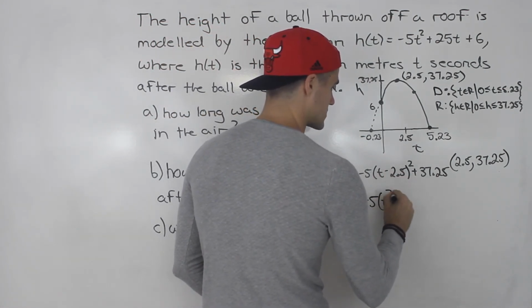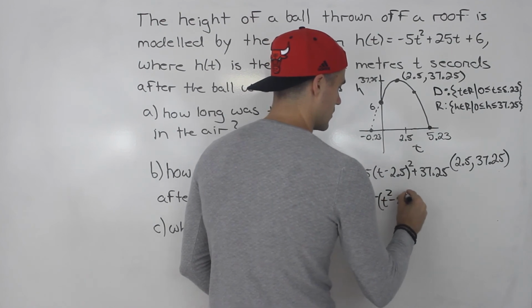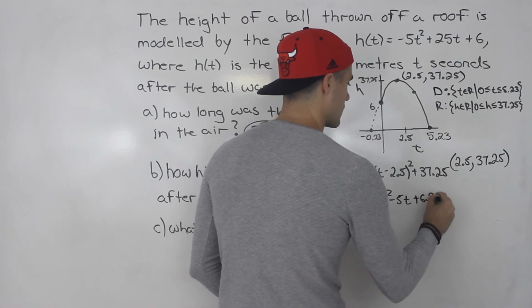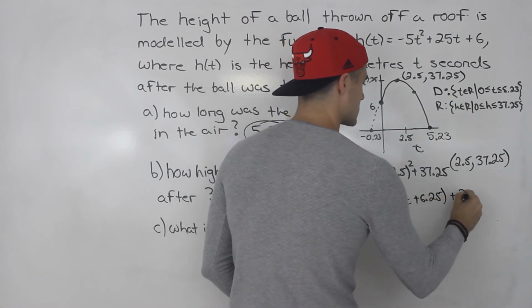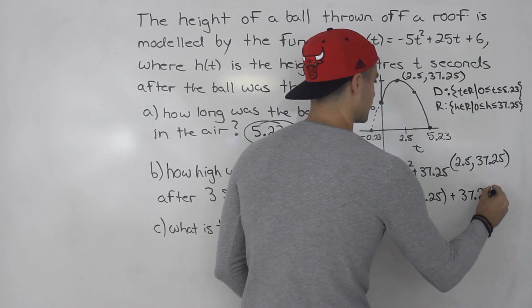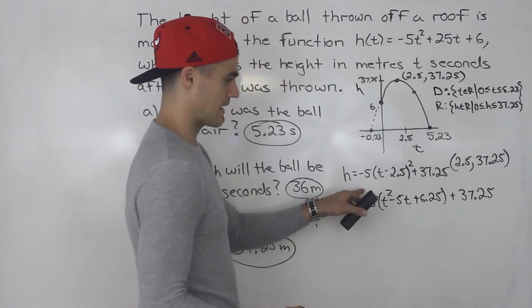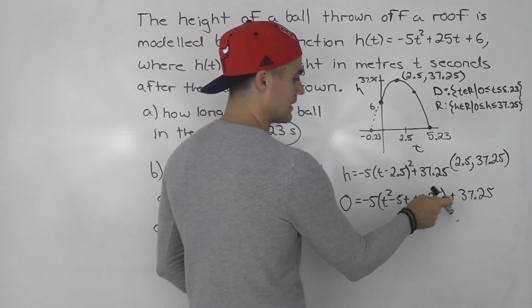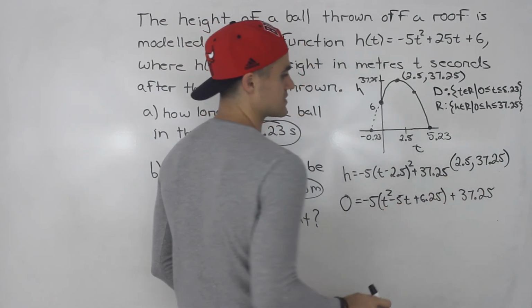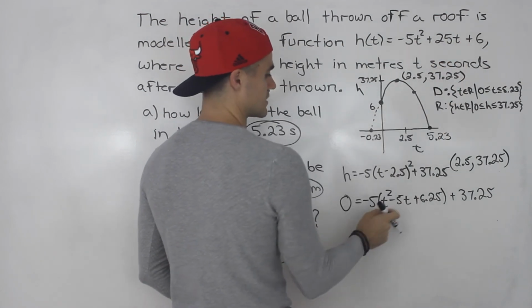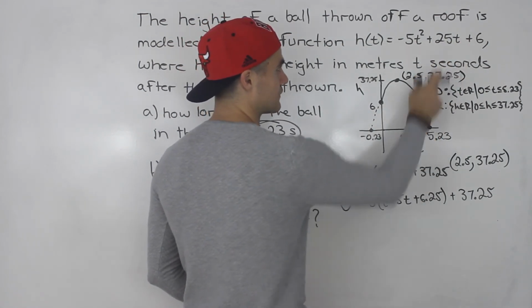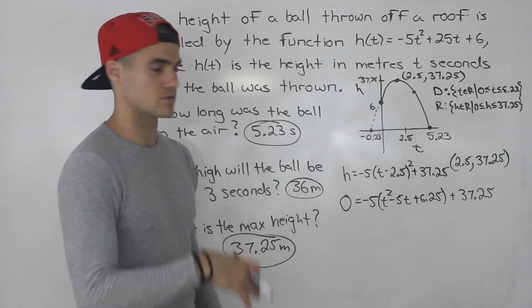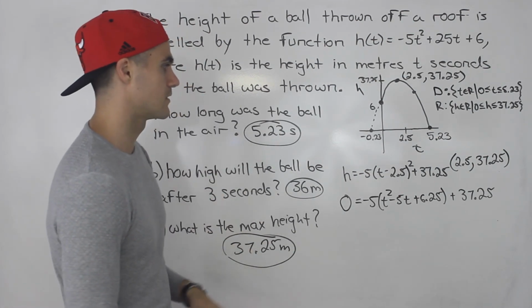right? If you expand this, this would be t squared minus 5t plus 6.25. This would be plus 37.25. Right, so if you expand the negative 5 in the bracket, you would have negative 31.25 plus 37.25, that would give you positive 6, then you have negative 5t squared plus 25t. Expand all that, put it into standard form, and then do the same steps that we did in part A.